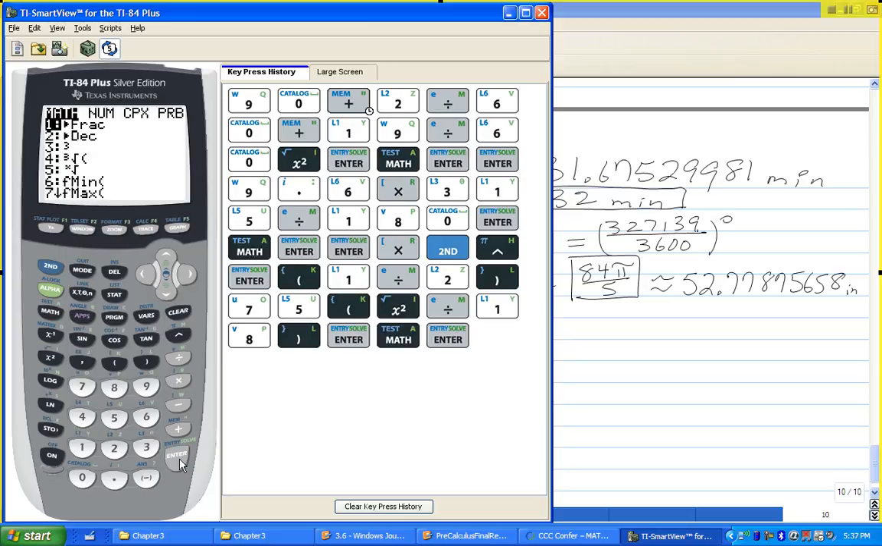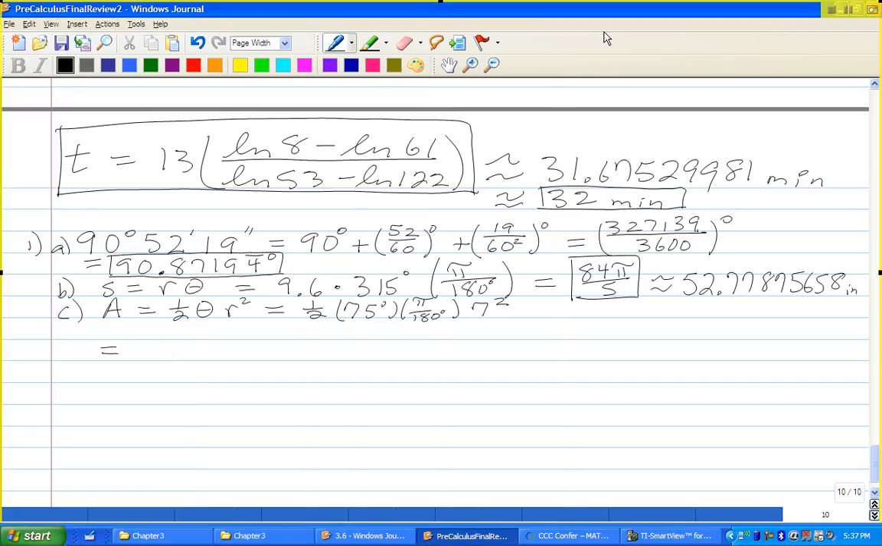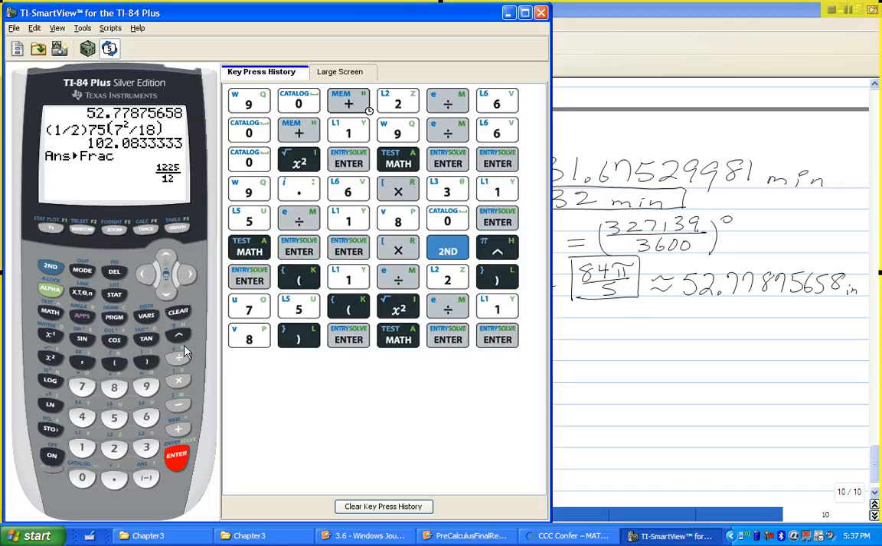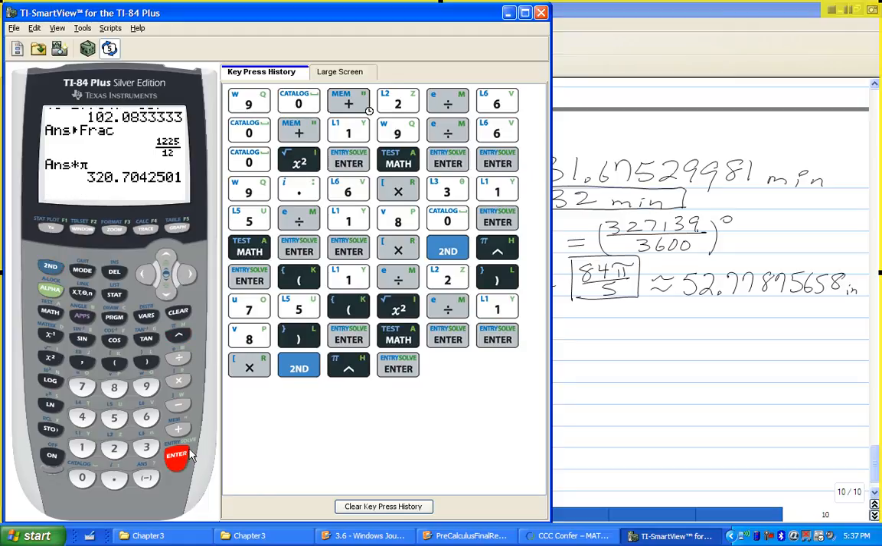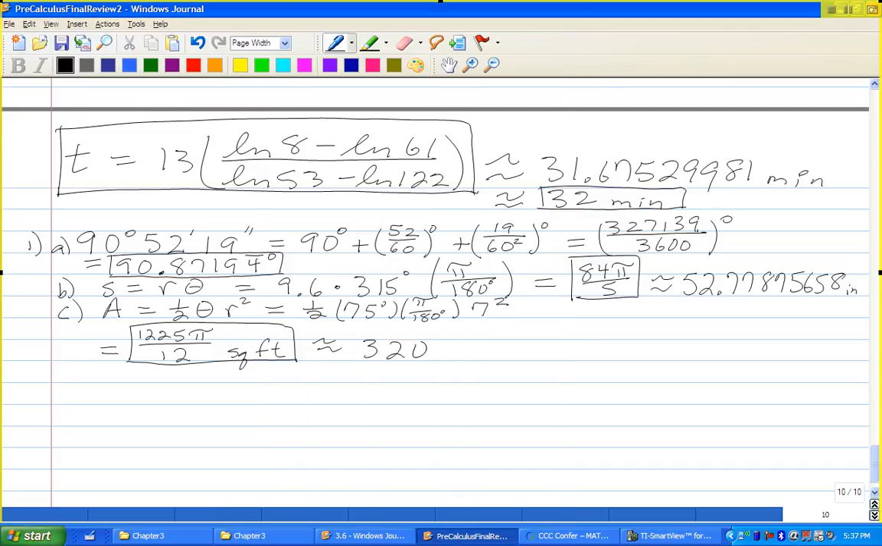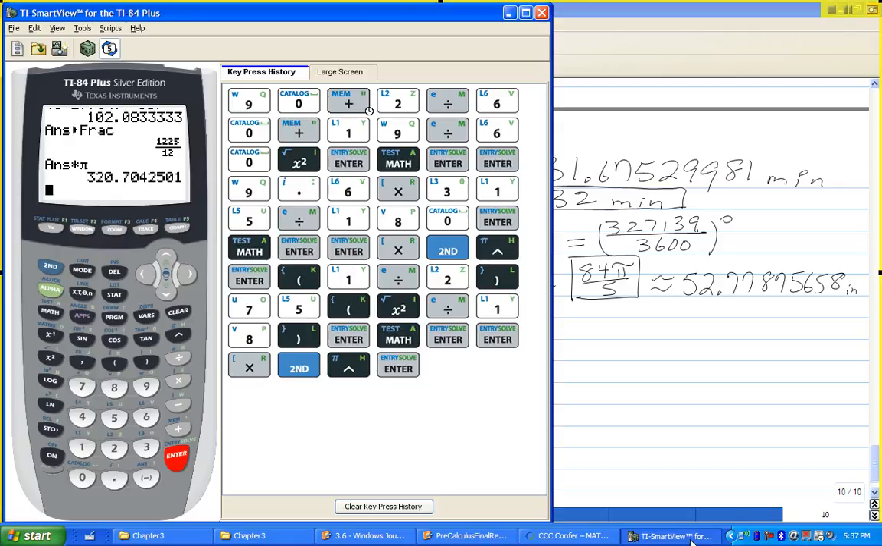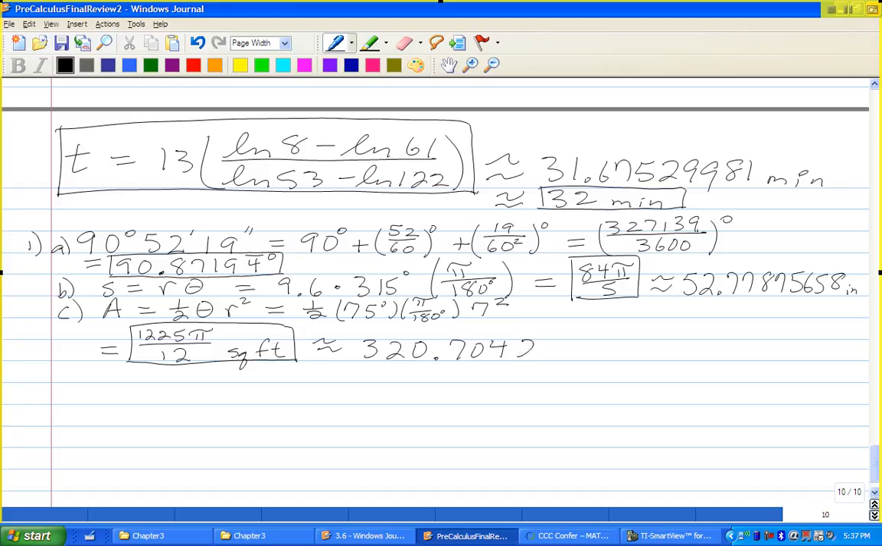Okay. 12.25 over 12 square feet, which is approximately 320.704, 2501 square feet. Okay.